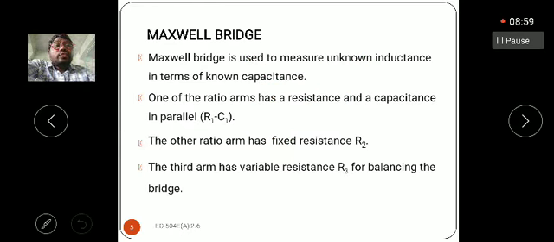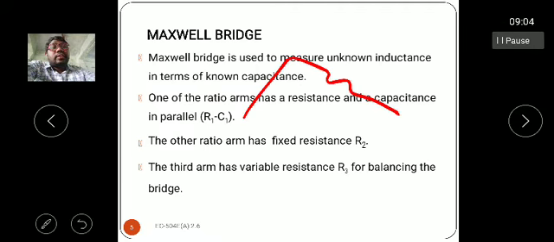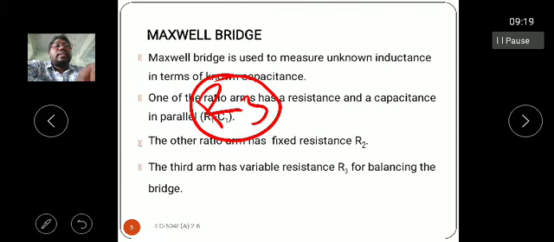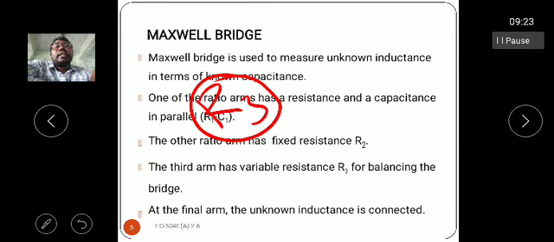The other ratio arm has a fixed resistance, that is R2. And the third arm has a variable resistance for balancing the bridge, that is the resistor R3. And the remaining one, the unknown impedance, is connected to the final arm.